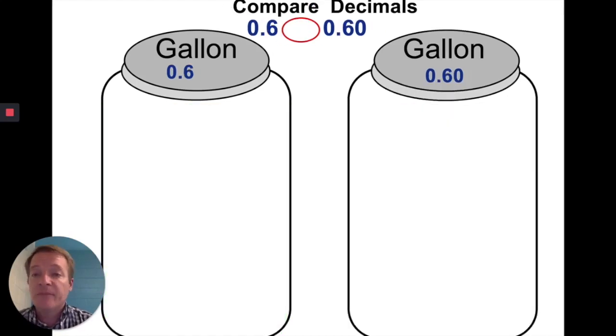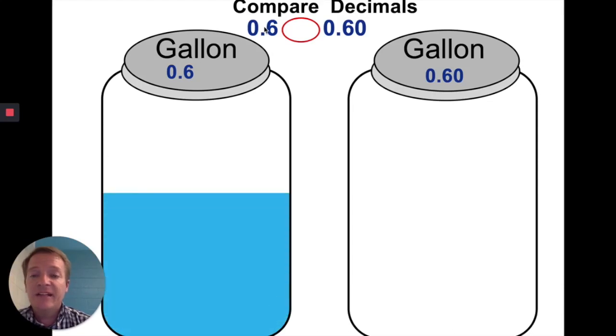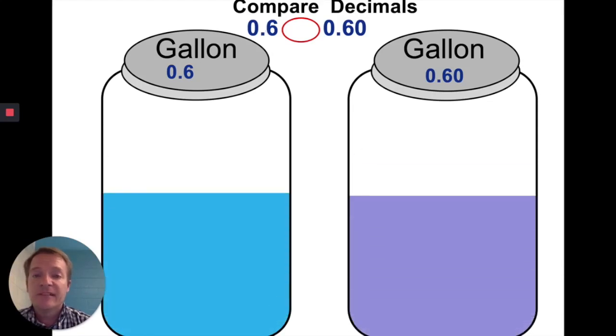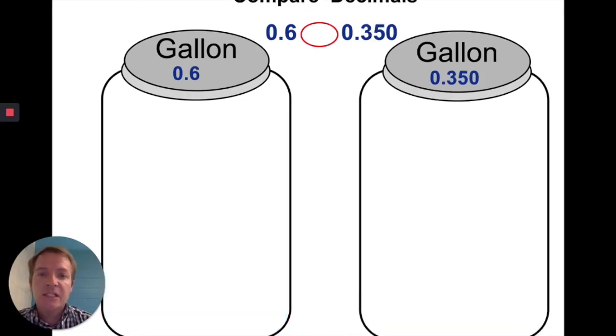Let's look at this one. I have 6 tenths and 60 hundredths. If I go through and add a 0 to make sure they're the same, it's going to equal the same amount. Doesn't matter what I put after the place value. I mean, if it's a 0, they're going to still equal the same amount in the long run because they both have 6 tenths and then everything else is 0. So they are the same.